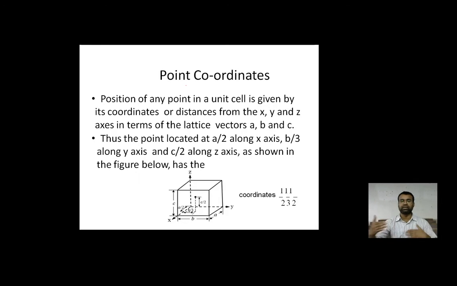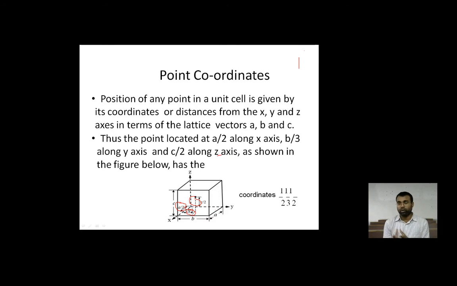You can see from the figure the parameters defined by a, b and c along the x, y and z axes. So a point located at a/2 along the x axis, b/3 along y and c/2 along z means that the atom is located at half of the parameter on the x axis, that is a/2, one third of the b position, and one half of the c position. These things are defined in this way.